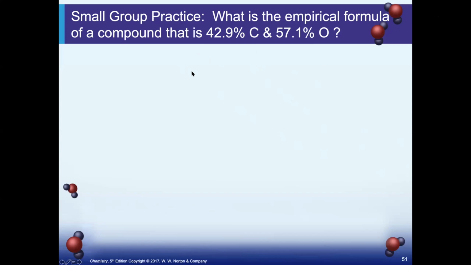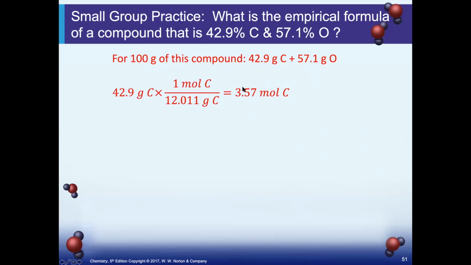Okay, looks like everybody's back in the main session and I saw some good work in there. So we'll just quickly go through the solution to this. So first of all, we just again assume that we have 100 grams of it so that the percentages become a number of grams. Then you just convert each one of those into a number of moles.